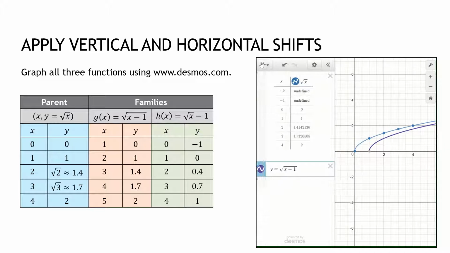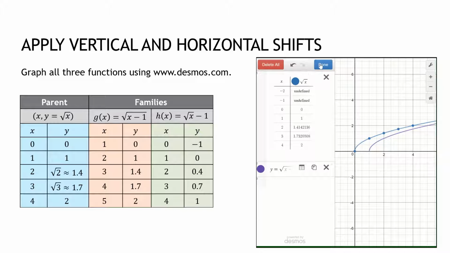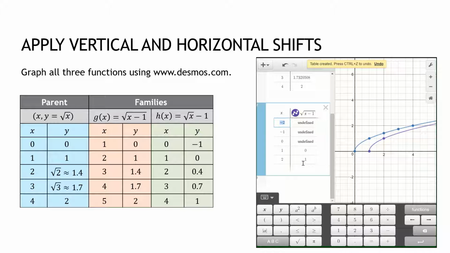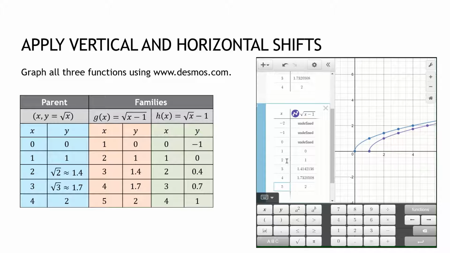I can do the same thing I did before and go to my settings and make it show me a table. And again, -2, -1 are undefined. I can make it go to 3 and 4 and 5 to verify my values, but I feel pretty good about it.